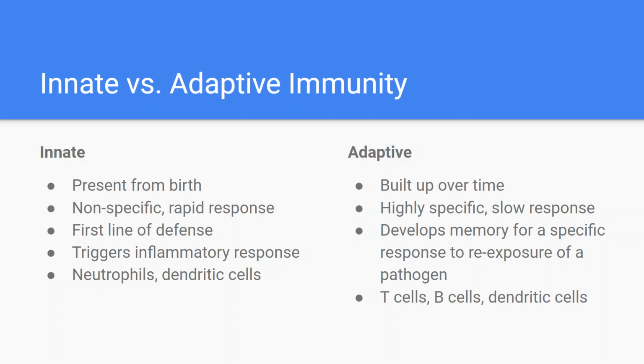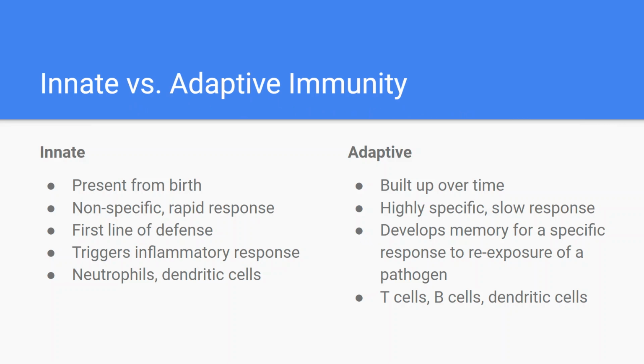Innate versus adaptive immunity. Your innate immune response is present from birth, and this provides a nonspecific rapid response as the first line of defense against pathogens that enter your body. This will oftentimes trigger an inflammatory response as a general reaction to these pathogens, and this includes neutrophils and dendritic cells. On the other hand, your adaptive immune response is built up over time.